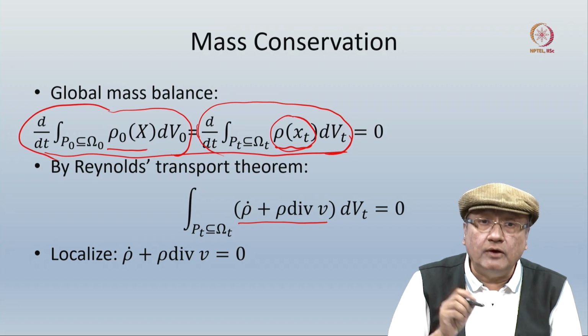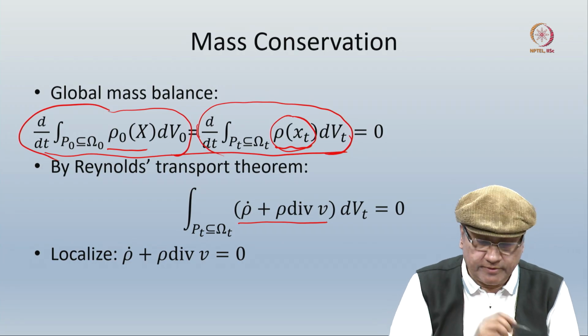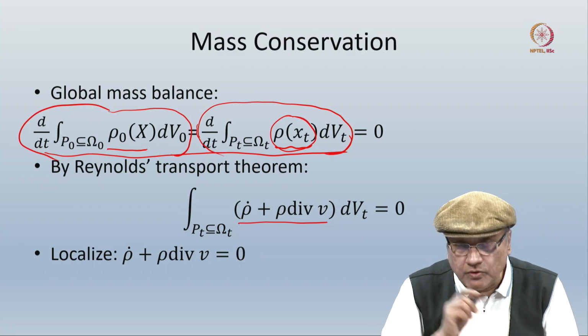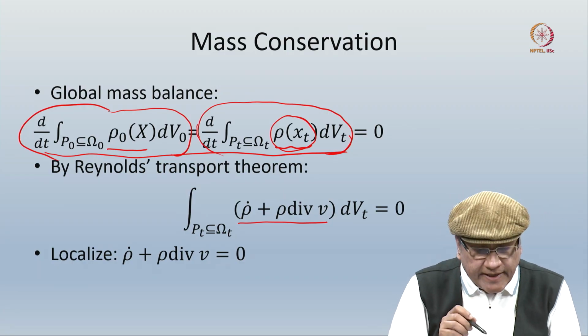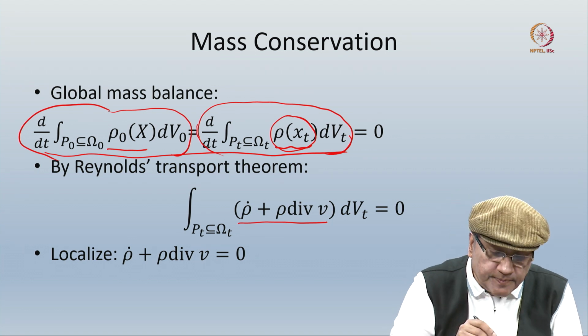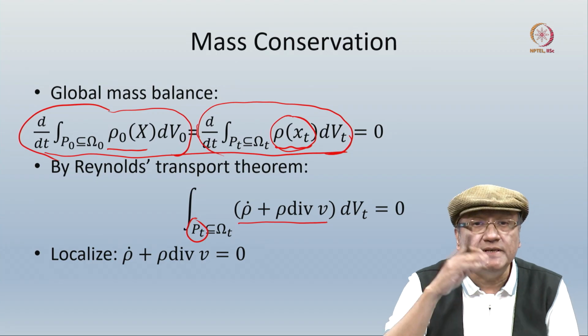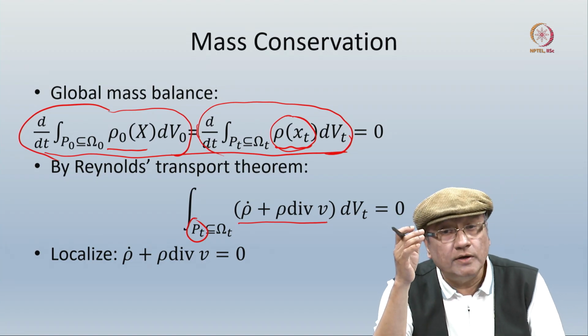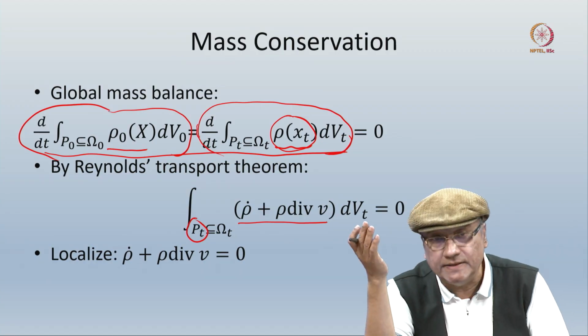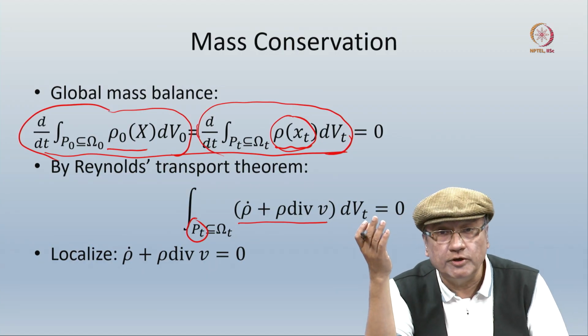Now comes the issue of localization. This statement, that this integral over pt is 0, is valid for any arbitrary choice of pt, as long as pt is a proper subset of omega t, or even if pt is the full omega t, the full spatial body.